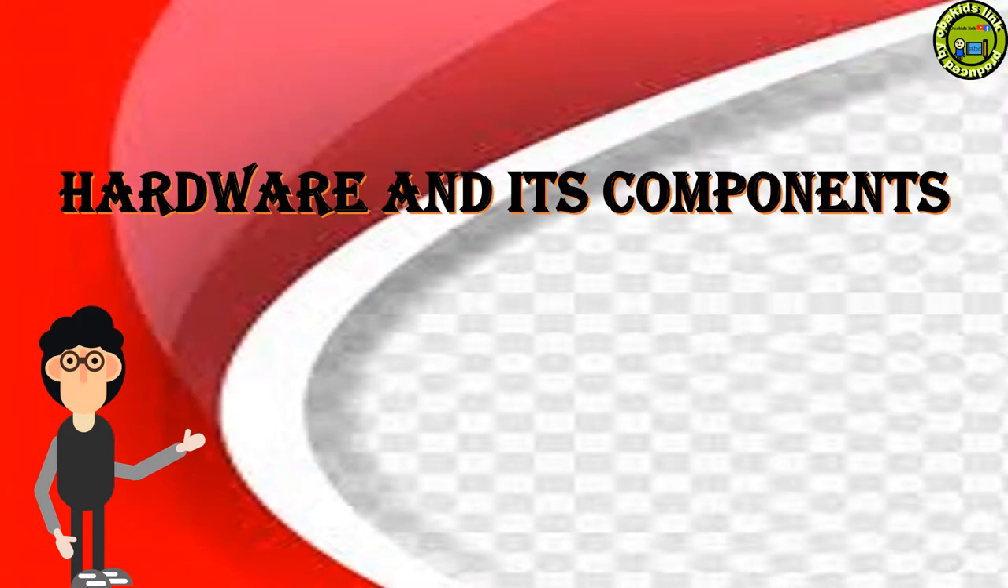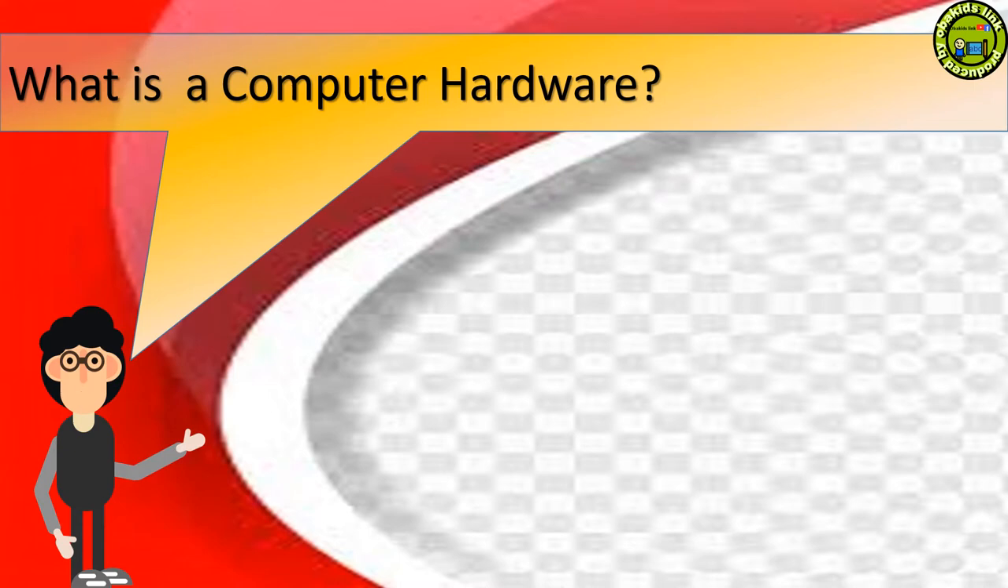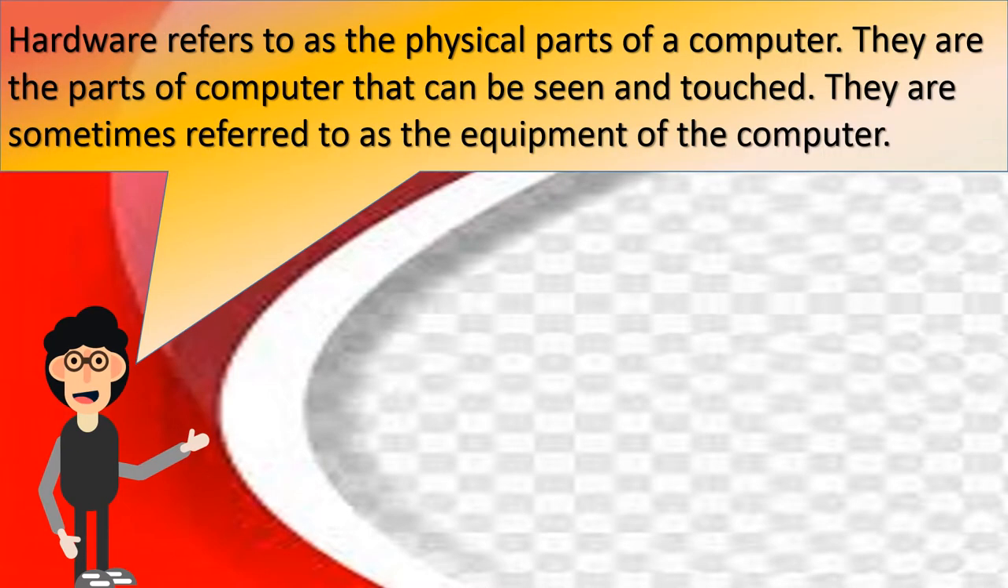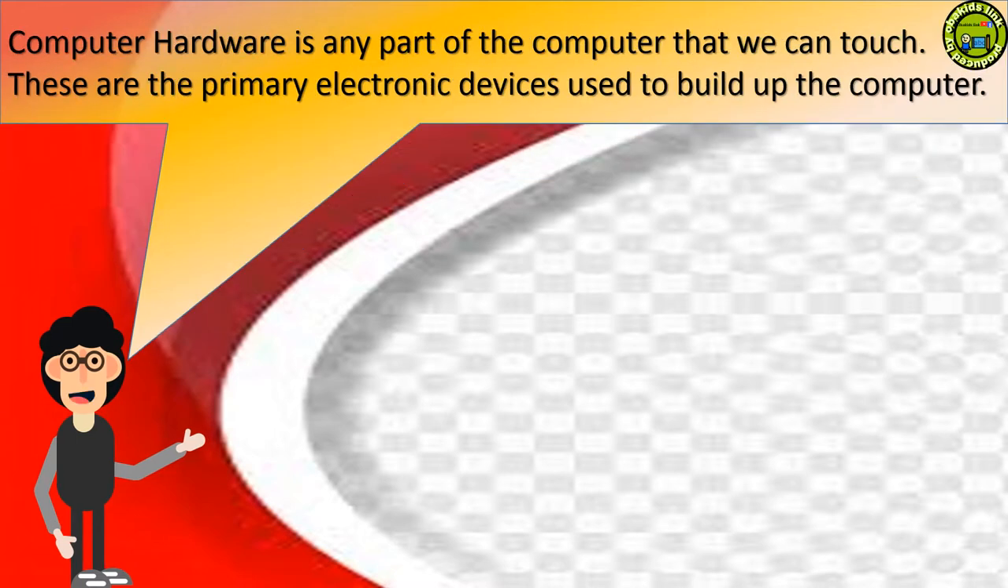Hardware and its components. What is a computer hardware? Hardware refers to the physical parts of a computer. They are the parts of a computer that can be seen and touched. They are sometimes referred to as the equipment of the computer. Computer hardware is any part of the computer that we can touch. These are the primary electronic devices used to build up the computer.